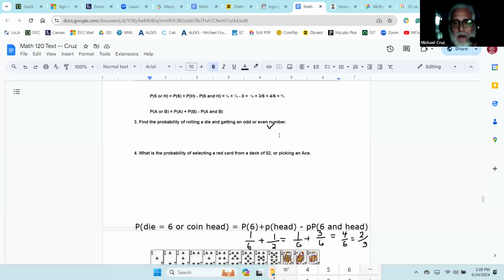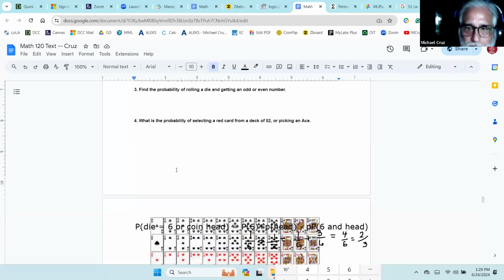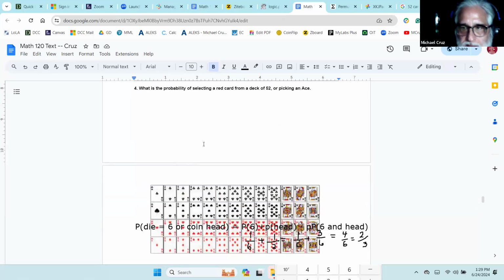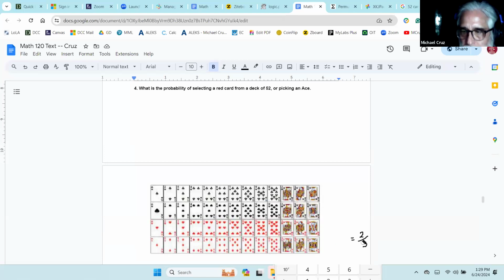All right. Here's one more we can try that's mutually exclusive. That's enough mutually exclusive. Let's do this one here. What is the probability of selecting a red card from a deck of 52 or picking an ace? All right.